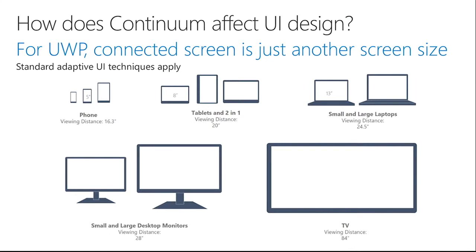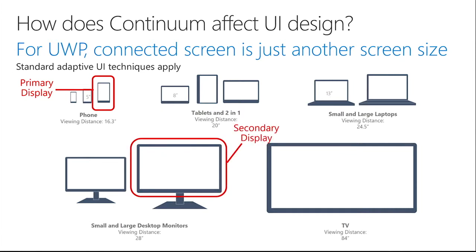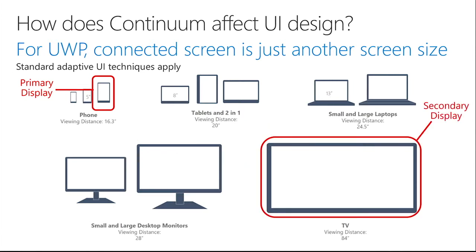And if you use adaptive techniques that are available today, your app should just work and light up great on Continuum. So really, for Continuum, the connected screen is just another screen size. The phone is a display with some screen size, and then the connected display is just a different screen size. And if your app can adapt based on screen size, then your app should be able to adapt in this scenario just fine.